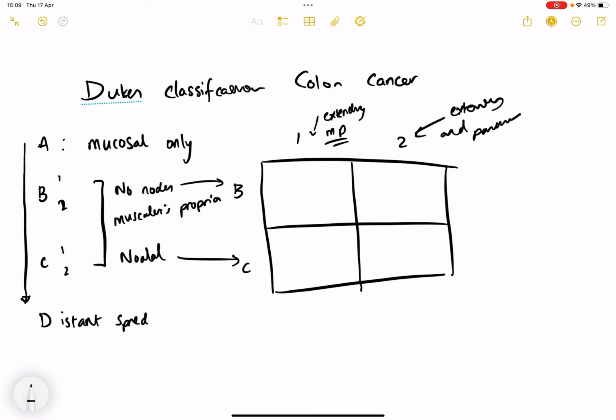So for instance, C2 has nodes and it is penetrating, whereas in C1 it has nodes but it's only extending and not penetrating. And you can work out the rest. I'll go through it just for the sake of completeness. In B1 there's no nodes and it's not penetrating, and here again you have no nodes but it is penetrating. And that's how I remember Duke's classification criteria for colon cancer.